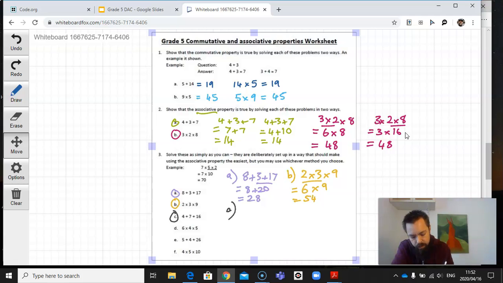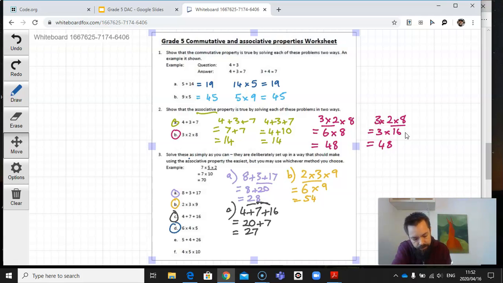C. 4 plus 7 plus 16. What I notice for this one is that if I put these two together, the 4 and the 16, I'm going to get a nice number. So 4 plus 16 gives me 20. I'm going to leave my 7 alone. Now I add them together, 27.